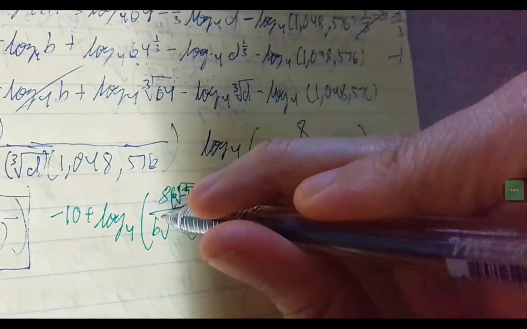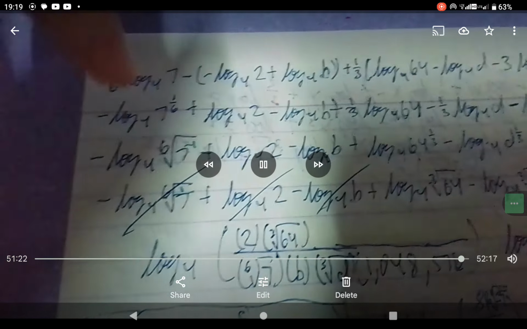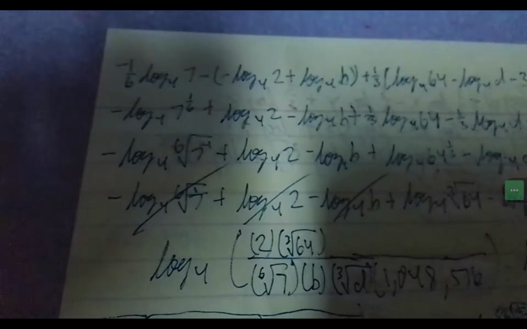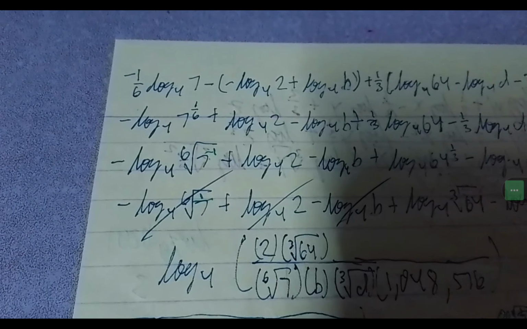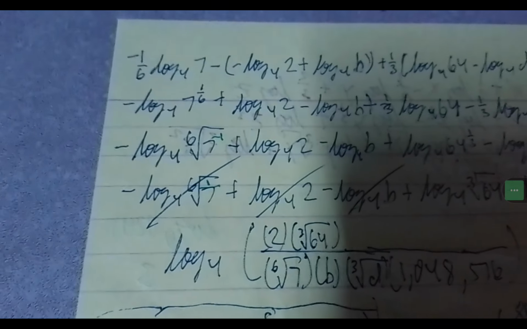The final answer is supposed to be negative 10 plus log base 4 of 8 times negative 1 over 7, 1 over 7 over b times the cube root of d.